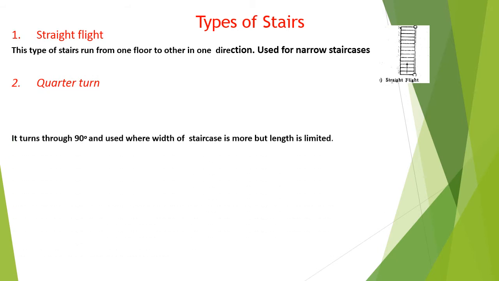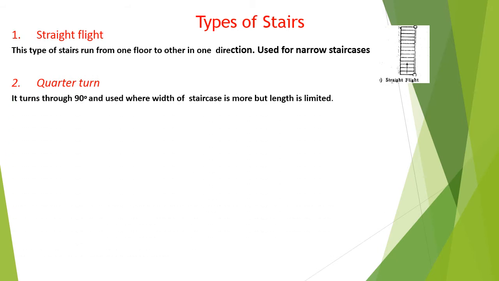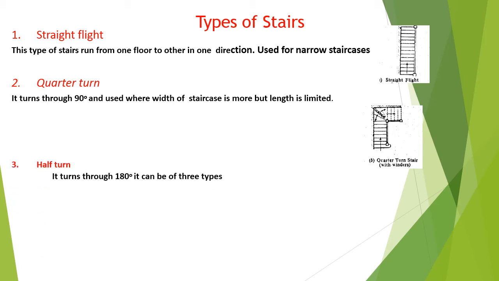Quarter turn. It turns through 90 degrees and is used where the width of the staircase is more but the length is limited. This is what we call a quarter turn staircase with winders. Half turn. It turns through 180 degrees.